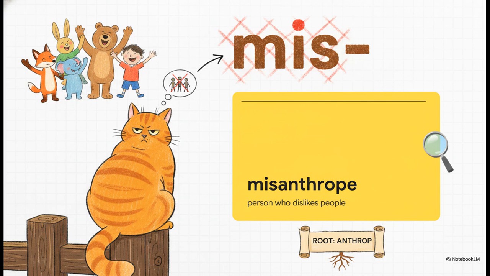Okay, but let's flip the emotional coin for a second. What happens when we swap that prefix of love for a prefix of dislike? Well, we get a misanthrope. Let's break it apart. Mis plus anthrop plus e. The prefix mis means dislike or hate, so a misanthrope is someone who actively dislikes people and just does not enjoy being around them. So your memory line? Mis means dislike, so a misanthrope is someone who says, "No thanks, people."